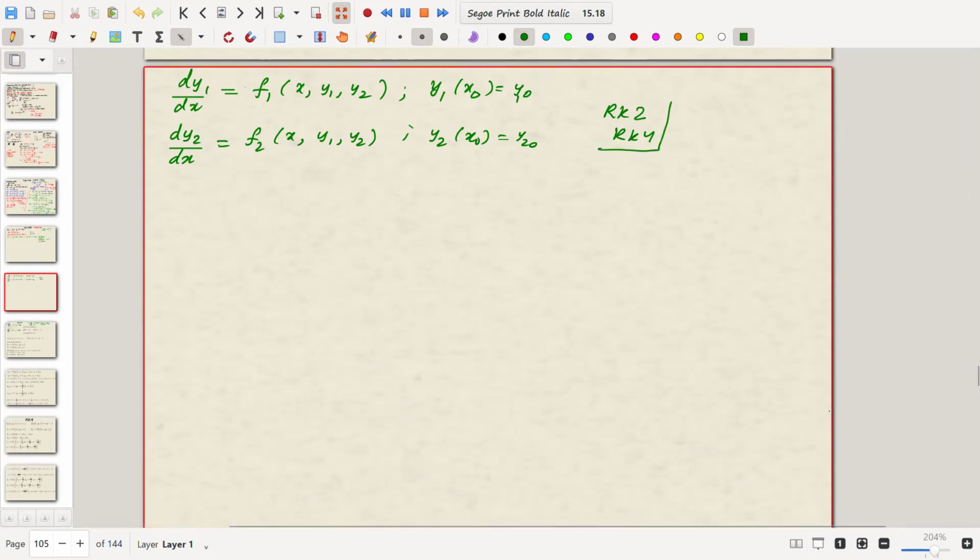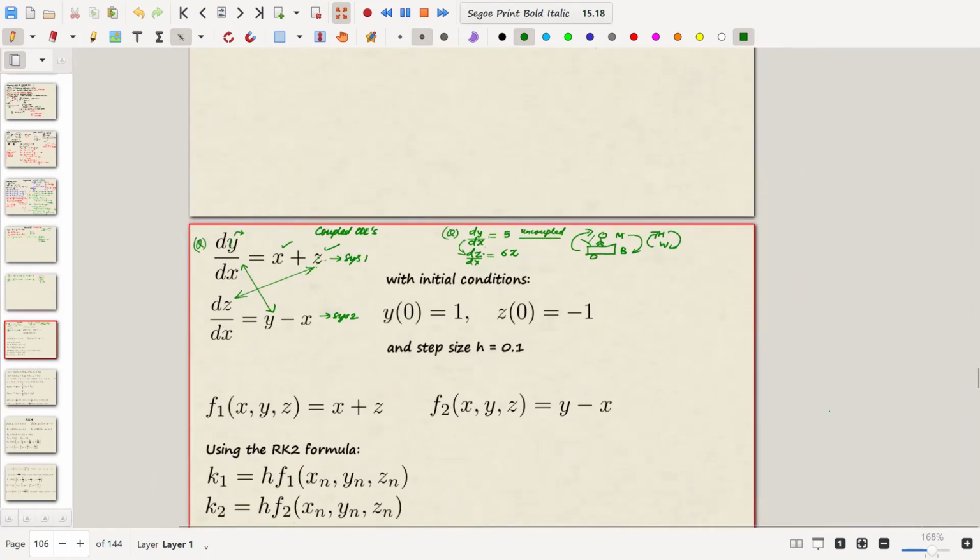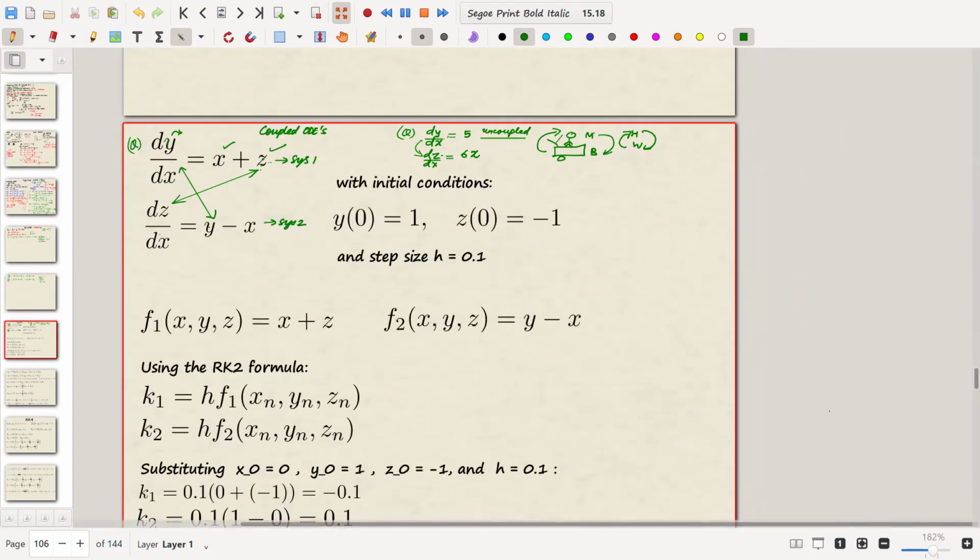So you will see that the function definition for both RK2 and RK4 methods will change. It will involve not only the Kis, but it will also involve the Lis. So these are the final cases. We will solve this equation using both RK2 and RK4 methods.